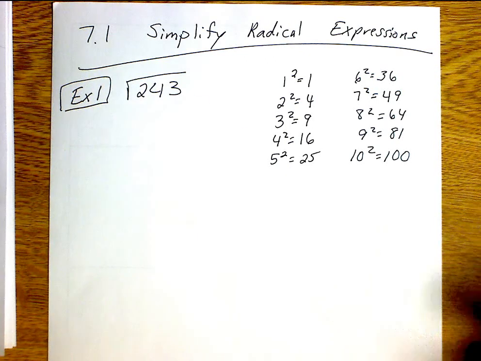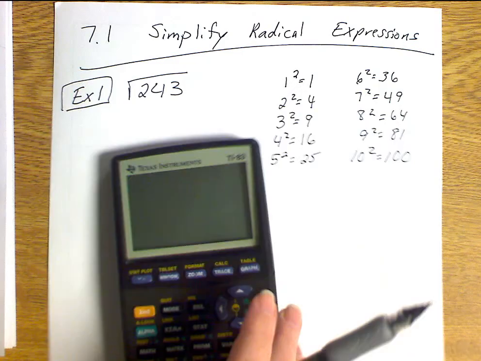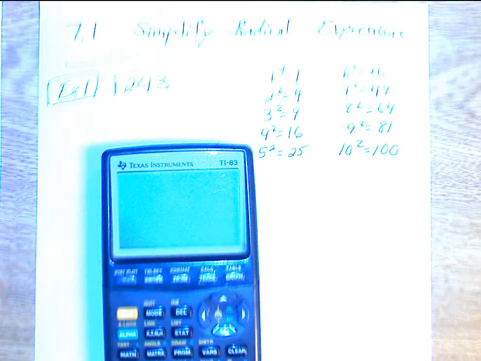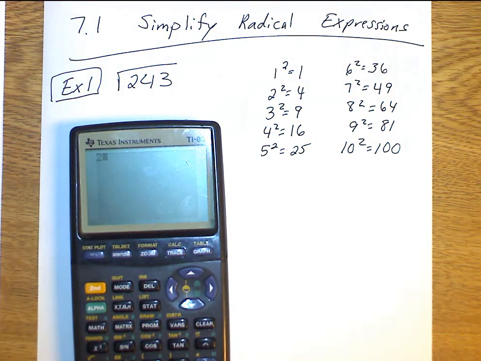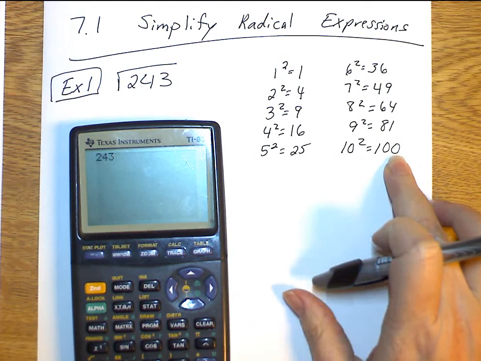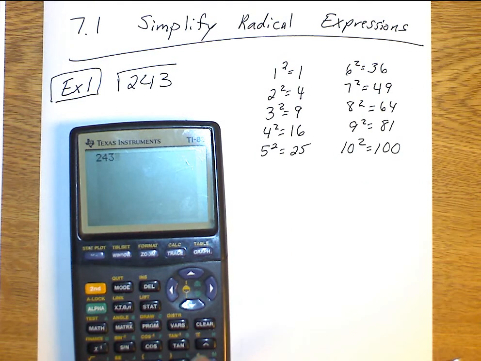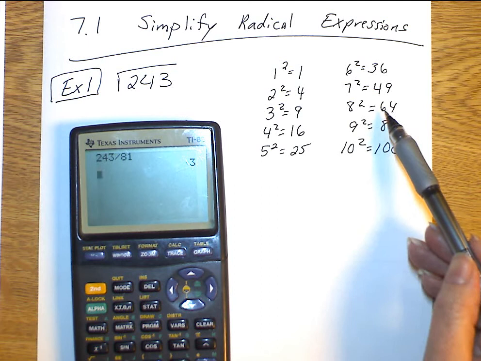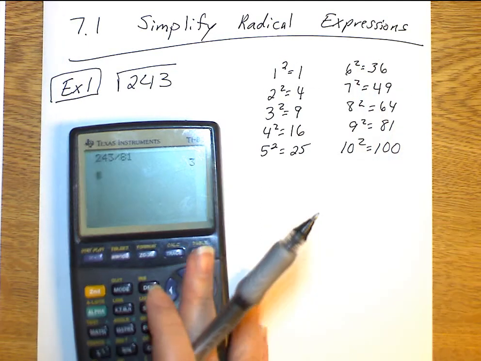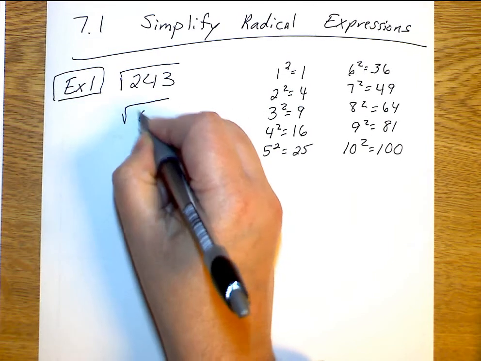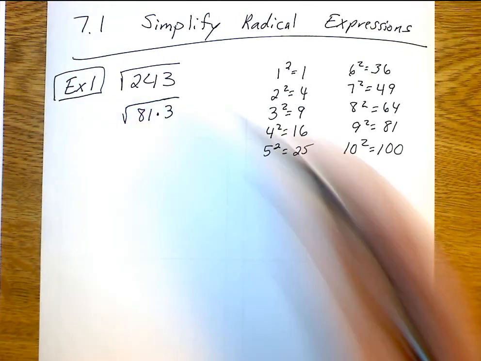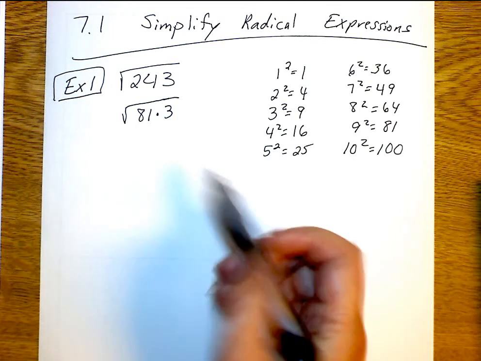If you don't know, you literally can use your calculator. You can go 243 divided by 100. Hopefully you guys know that that doesn't go. 81 goes, and we have 3. If it wouldn't have, I would have gone to 64 and so forth down until I get the biggest perfect square that goes into it. So 81 times 3. So 81 times 3 is still 243.